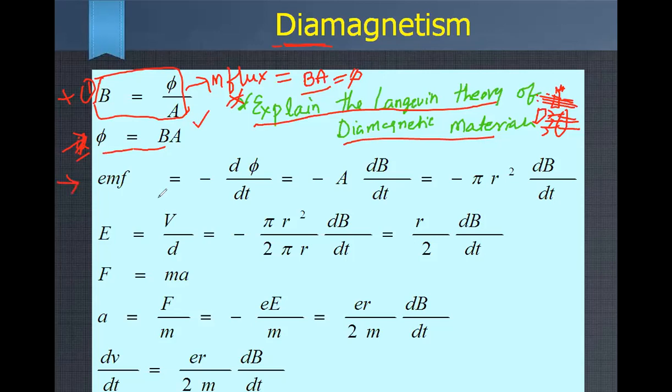Next one I want to do EMF. Faraday equation. What is the Faraday equation? Everybody knows this in intermediate, that EMF is equal to minus d phi by dt. EMF is equal to minus d phi by dt. This is called Faraday equation. What does it tell you? Faraday equation tells you the rate of change of flux, that is, magnetic field with respect to time, how does it change?